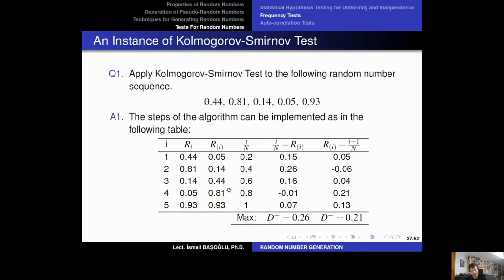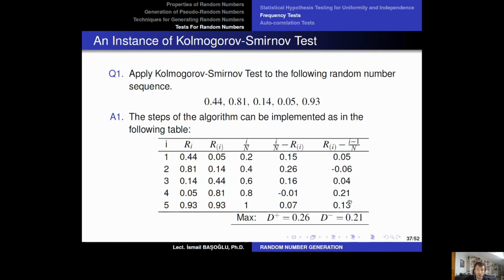So the long story short, you are basically comparing each random number in the ordered sequence to the theoretical upper bound and the theoretical lower bound. So the distance to the theoretical upper bound is 0.07 and the distance to the theoretical lower bound is 0.13. So the distance of 0.81 to the theoretical upper bound is negative 0.01 and to the theoretical lower bound is 0.21. So basically we are doing this. And then for each column here, you are calculating the maximum of these differences. So in this column, the maximum is 0.26 and in the next column, the maximum is 0.21.